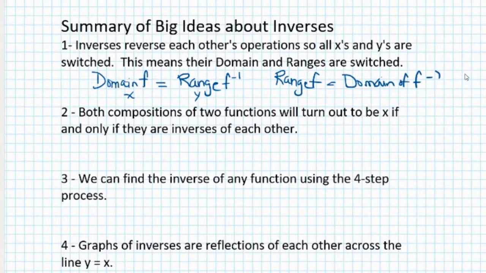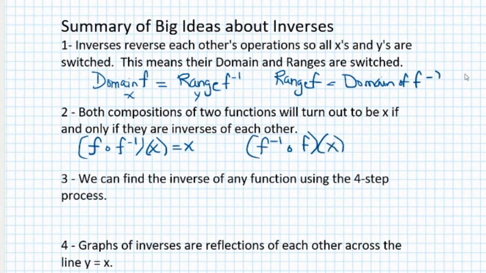Okay, another big idea is that both compositions of two functions will turn out to be x if and only if they're inverses of each other. So if we know two functions are inverses of each other, then we know their composition is going to turn out to be x. And it doesn't matter in which order we do the composition, this will always be the case.